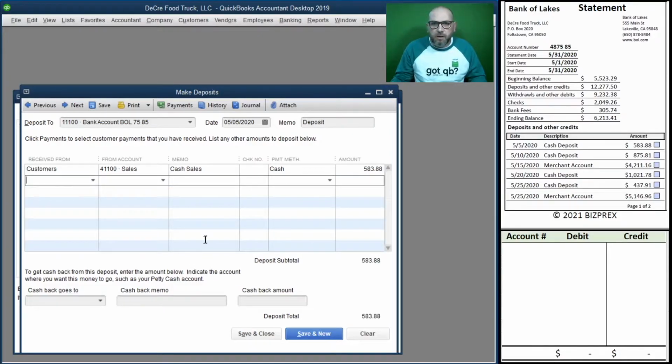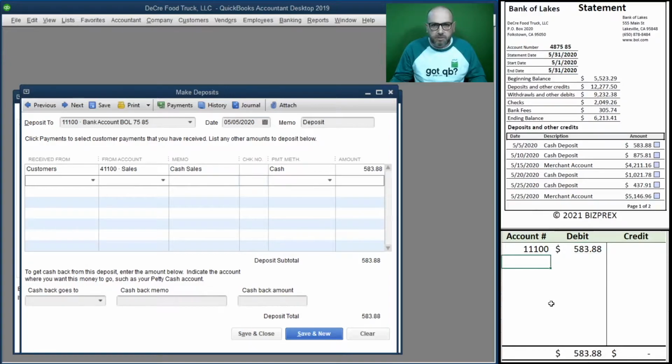So again, right here we have a situation where we enter an amount once, but it serves as a debit and a credit to two different accounts. So what's happening? Our bank account is going up. Bank accounts go up when they're debited, right? Because it's an asset.